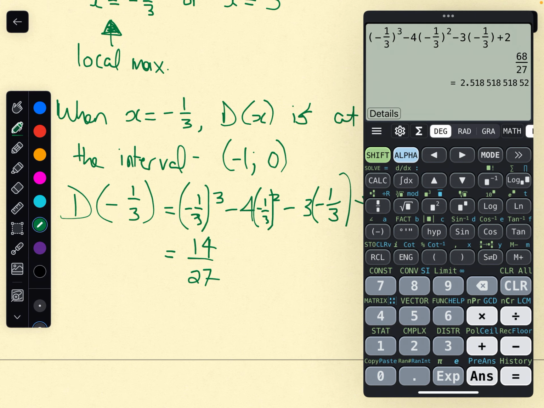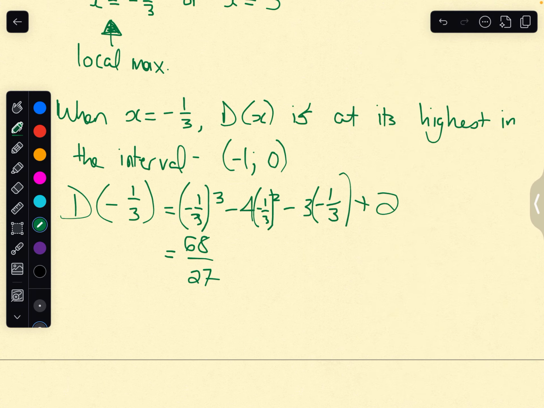Okay, so that was meant to be a -1/3. And then, yeah, that answer feels a bit better, honestly, to my system. Okay. So 68/27, we are in agreement. Perfection. Nice question. Lots of different things tested.